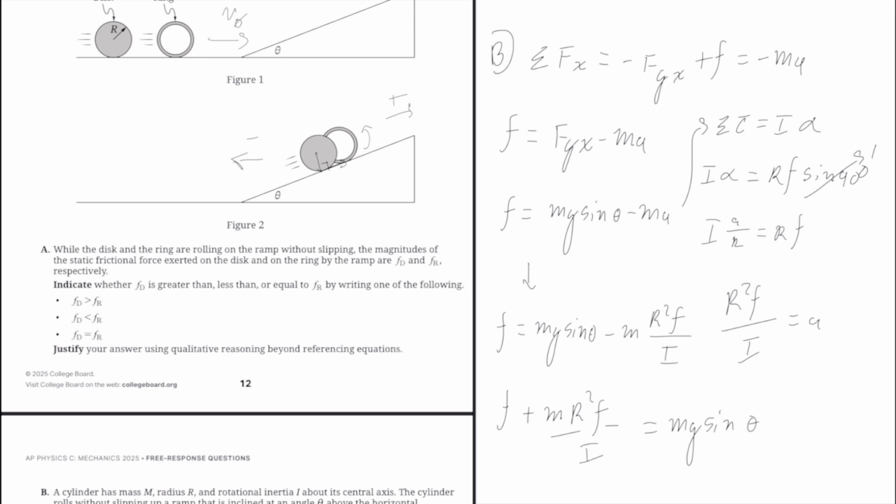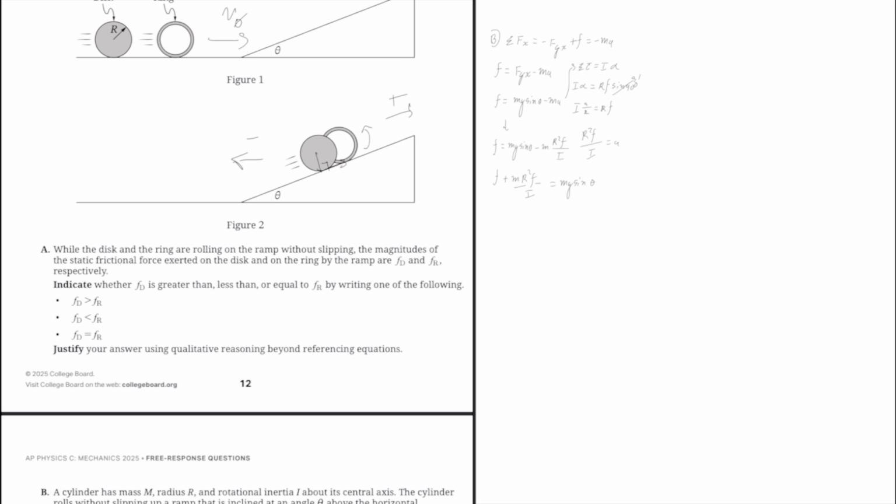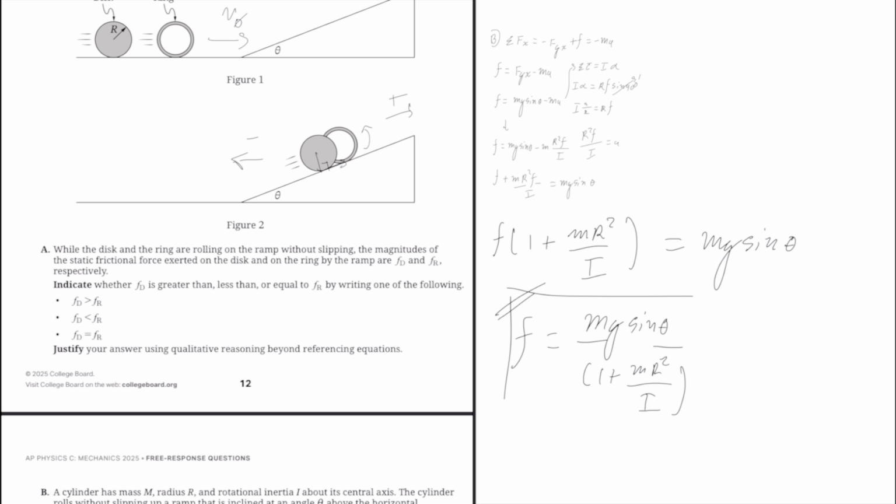So now I have this equation, right? Because I just basically added that back to the other side of the equation. I'm going to factor out f, and I get 1 plus mr squared divided by I is equal to mg sine theta. So now I get the force of friction is equal to mg sine theta divided by 1 plus mr squared divided by I. Sorry for my handwriting. And that's your final answer there.